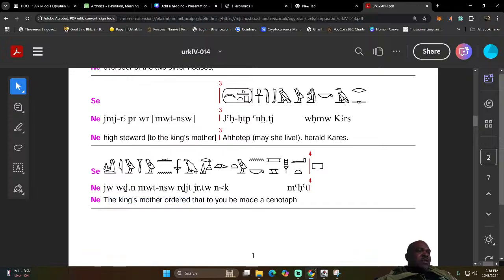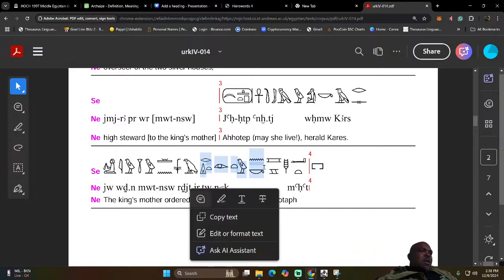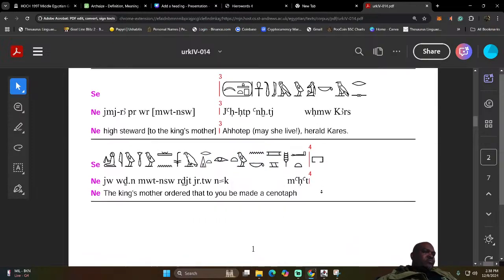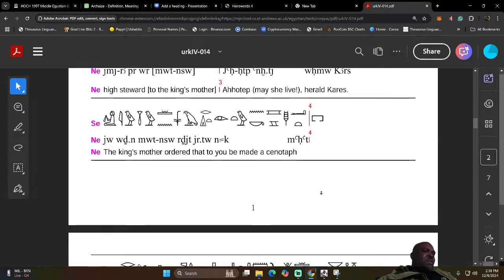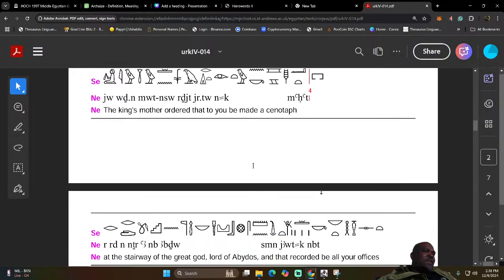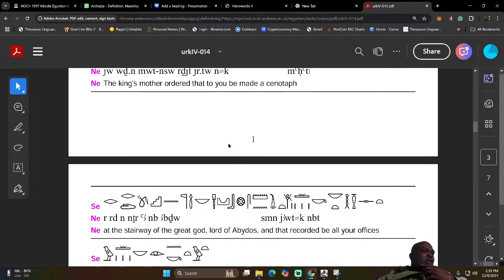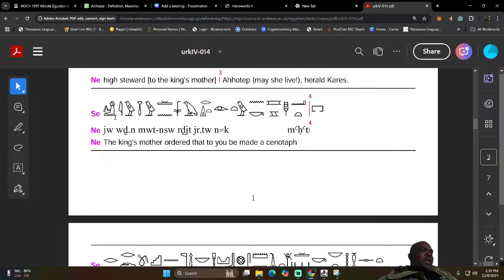Now, what does she decree? Ardit, to give, to let, to create: let you make for you. You're about to make something for yourself, basically. Let you be made a cenotaph. I don't know what that is. Anyway, we were looking for the particle, and it identified that a new sentence was starting.